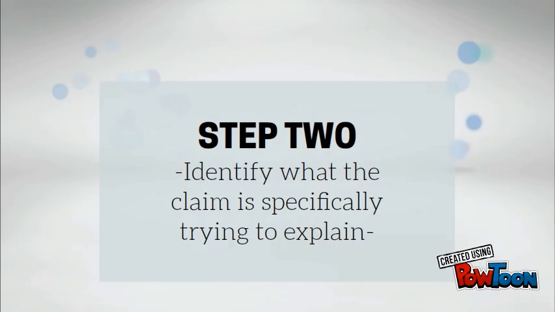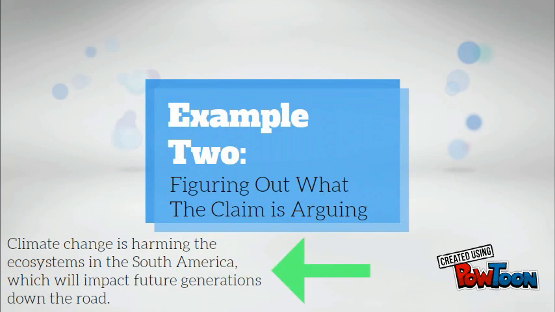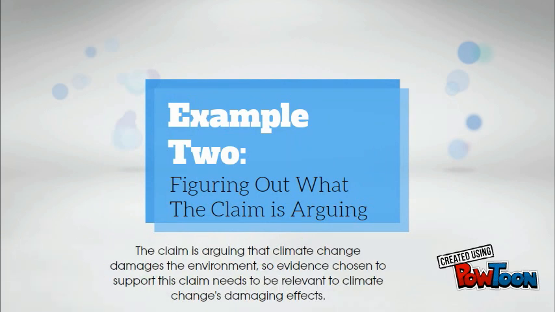Step 2. Identify what the claim is specifically trying to explain, or the specific topic being argued in the claim. In this example, we are presented with a claim about climate change, which is pictured below. The claim is arguing that climate change damages the environment and negatively impacts the future. So evidence chosen to support this claim needs to be relevant to climate change's damaging effects on the environment and the future.